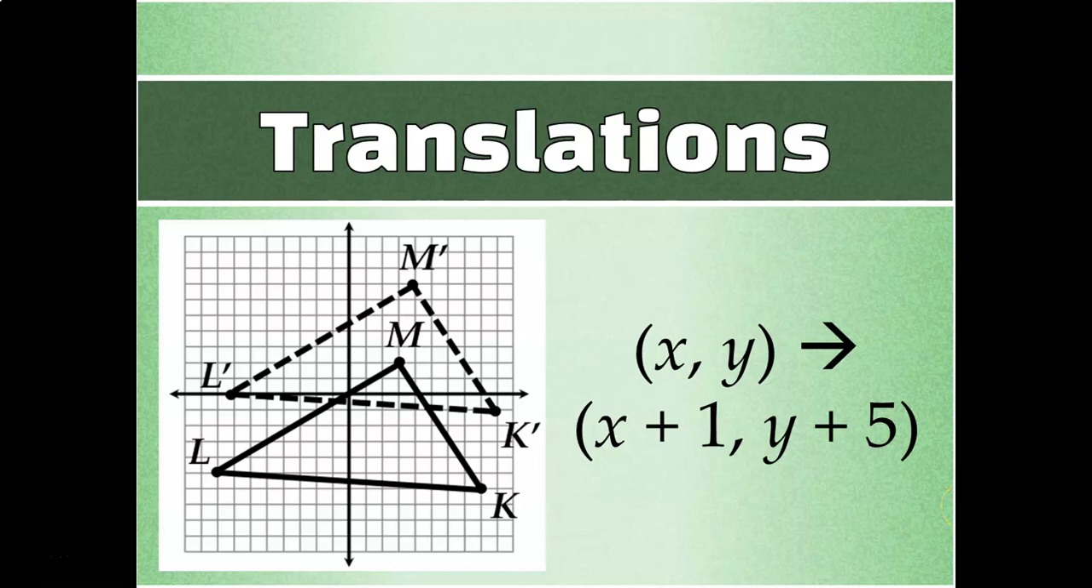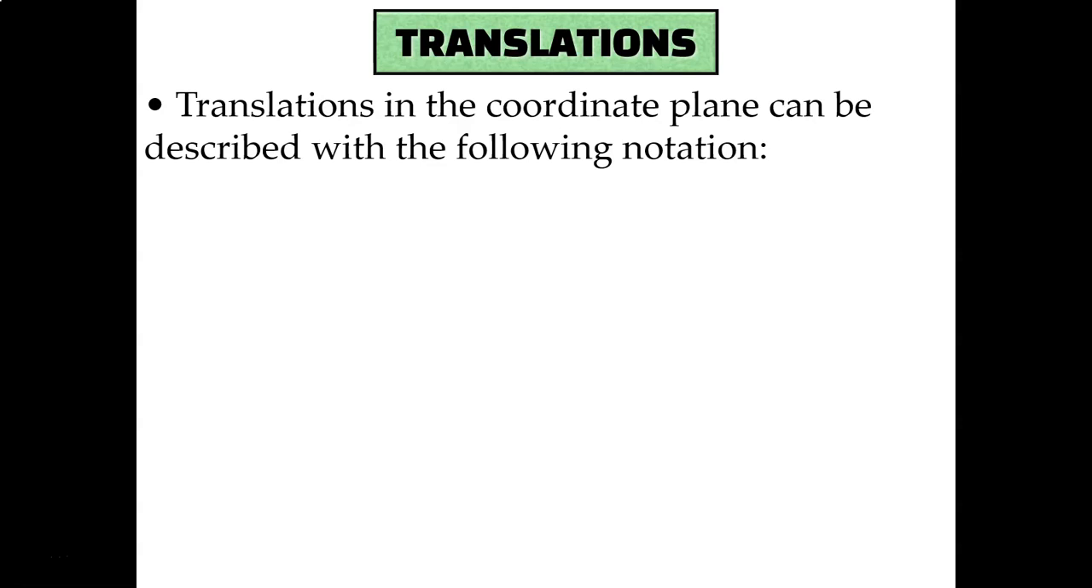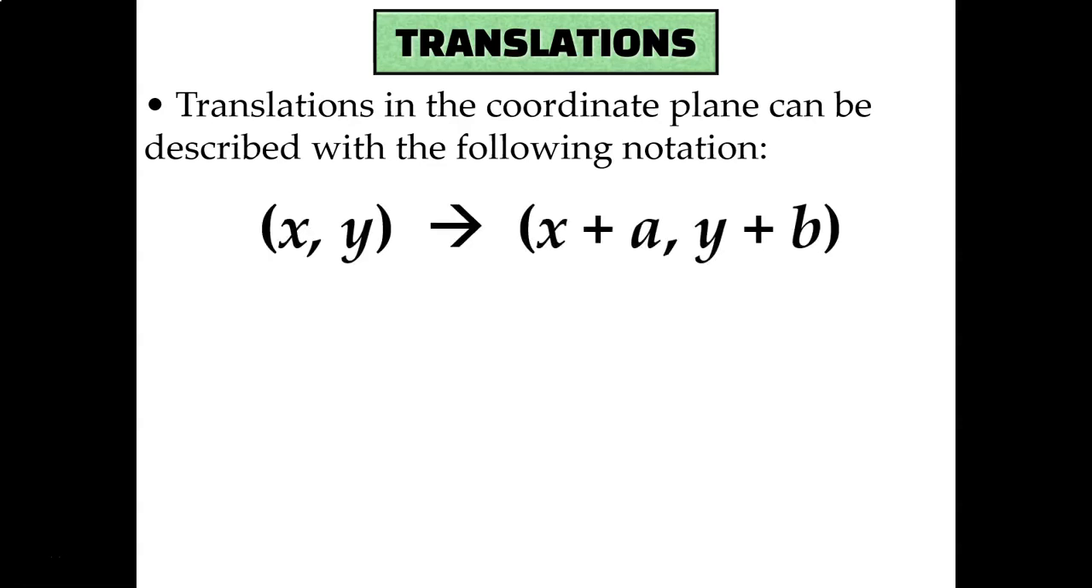Let's talk about how to perform and describe translations, which is just moving a figure up, down, left, or right. To describe how we're moving that figure up, down, left, or right, we use this notation, which is called a rule. We're going to be learning how to write rules for all of the transformations we're going to learn about this unit, and this is how you write the rule for a translation.